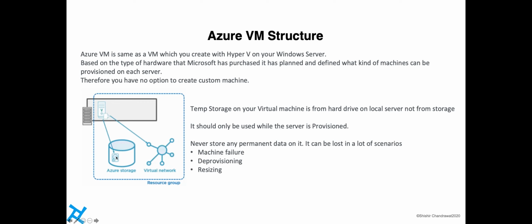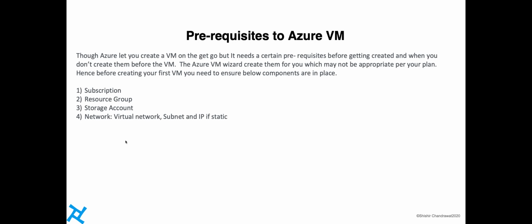Virtual network or subnet or IP. So if you have a specific plan that this machine needs to get this IP address, then you need to plan that IP address. If this machine is part of a bigger deployment, you need to plan where in the network this is going to sit. And this virtual network should be available. Otherwise, what's going to happen? Every time you create a machine, it will create a brand new resource group. Inside that brand new resource group, it will create a brand new network, and it will create a brand new storage as well. And these machines will be entirely separate. In fact, I have seen that happening a lot of times.